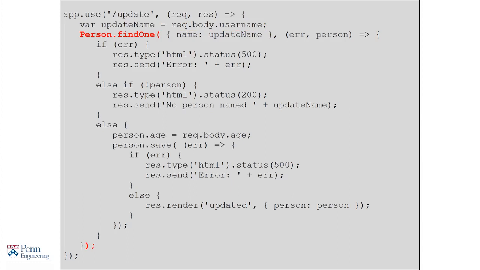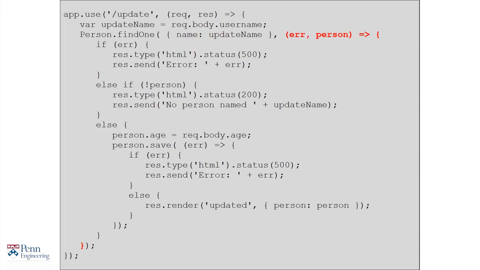Now before we update the object in the database, we need to get that object out of the database. So again, we'll use the person.findOne function that we saw in the previous example that will return one object from our person database. Which object should it return? Well, we're going to return the object whose name is equal to update name, where update name was defined in the previous line.